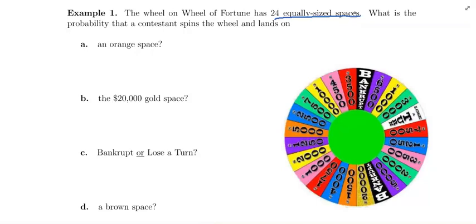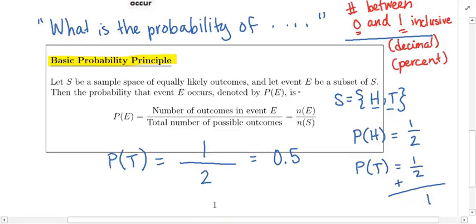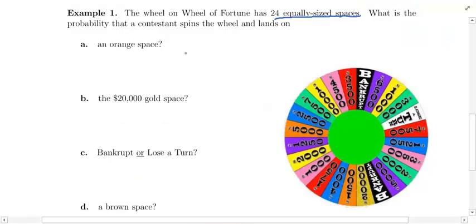Let's start with the probability of spinning the wheel and landing on an orange space. Remember, all you have to do is what we were saying earlier. Go back to the basic probability principle. You're going to have a fraction for your probability. The numerator is going to be the total number of outcomes in the particular event that you're interested in, and you're going to divide by the total number of possible outcomes. When you look at this, there's 24 possibilities for landing when you spin the wheel. You can land on any of the 24 spaces, so that's the total number of possible outcomes when spinning the wheel.